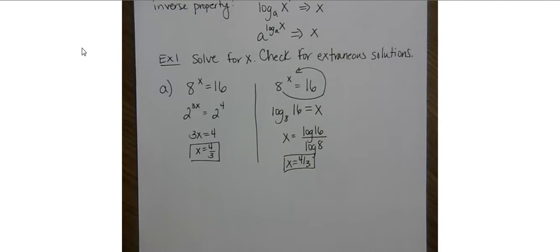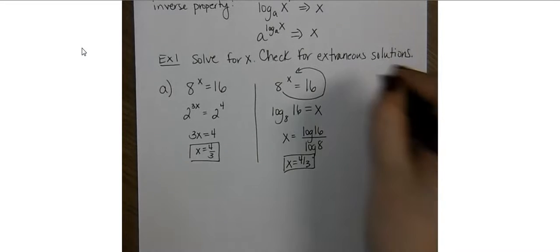On the next quiz, you will not be able to use a graphing calculator. You will be able to use a non-graphing one, but not a graphing one. Okay. All right, so let's look at another one.